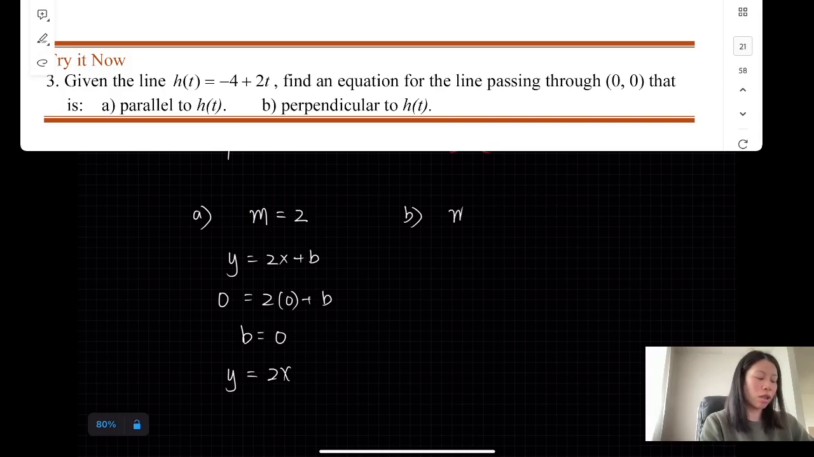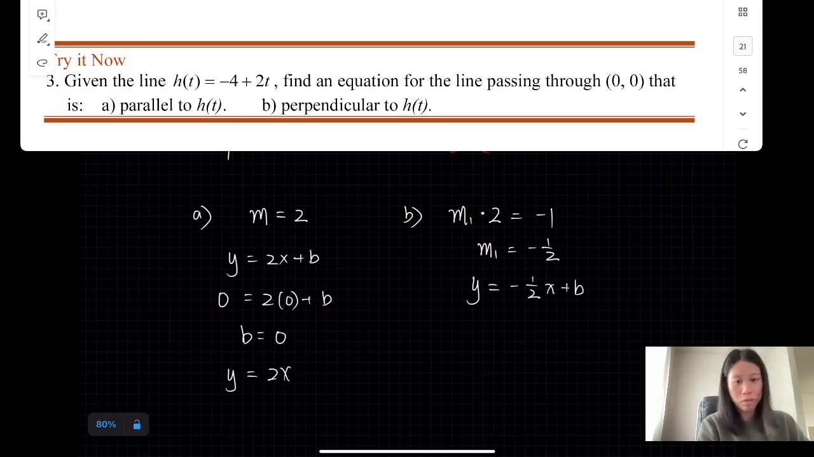So for the second one, m, we don't know. But we know that the slope for the perpendicular line, the product of the two slopes, should equal -1. So that means m1 equals -1/2. So we will have the equation -1/2 x plus b.